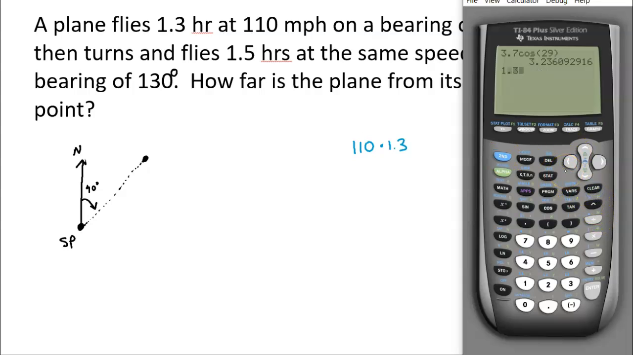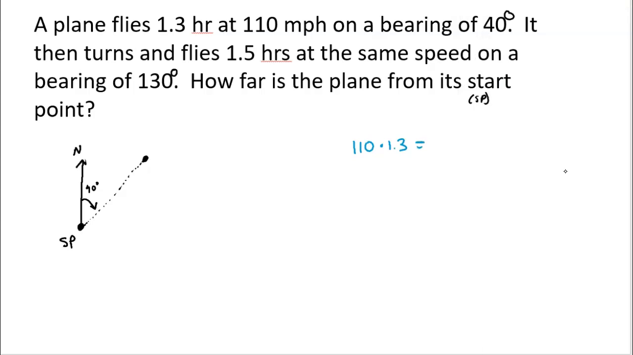Clear that one more time. 1.3 times 110 gives us 143. So this equals 143 miles. So I'm going to put that right there. So 143 miles. Okay. So then it stops at that point.